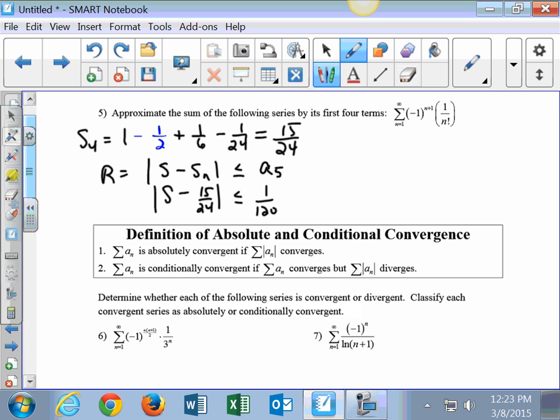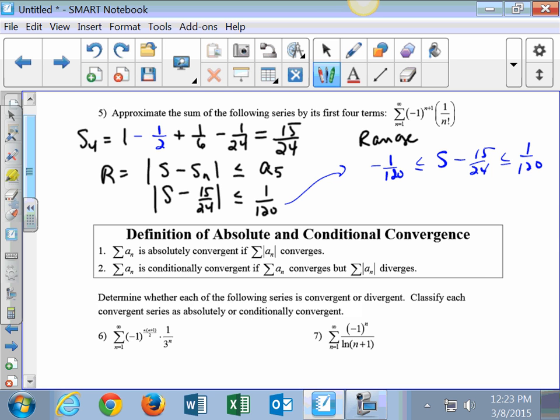If I wanted to find my range for the value, so my range would actually be my S sub n. Think about this right here. Let's go back to, maybe, algebra 1, where if you have an absolute value, isn't that the same as saying my negative 1 over 120 is less than or equal to my S minus my 15 over 24, which is less than or equal to my positive 1 over 120? So that's basically my range.